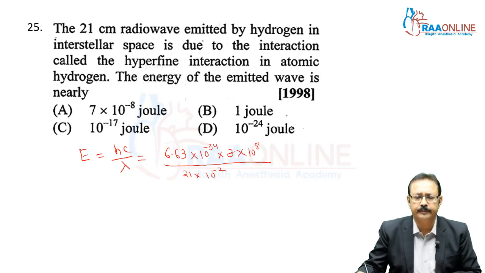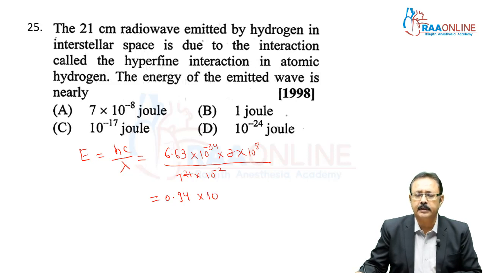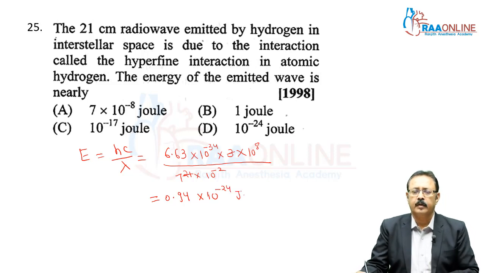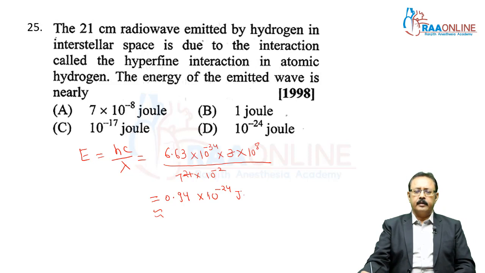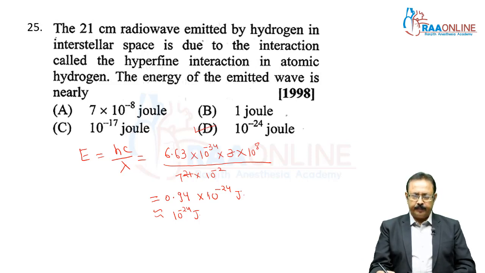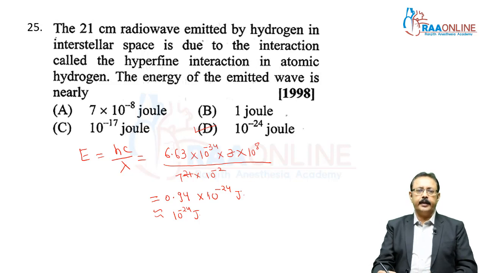3 sevens are 21, 7 nines are 63, 7 fours are 28. So 0.94 into 10 to the power minus 24 joule. 0.94 is nearly 1, so we can say 10 to the power minus 24 joule. So we will go with option D. So D was correct. It was the problem from 1998 AIPMT.